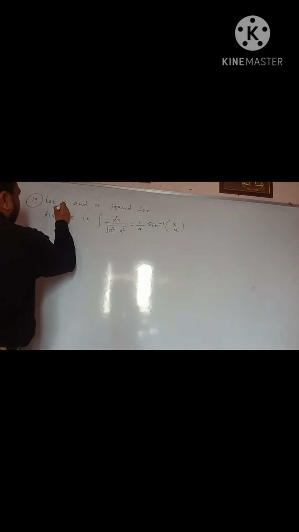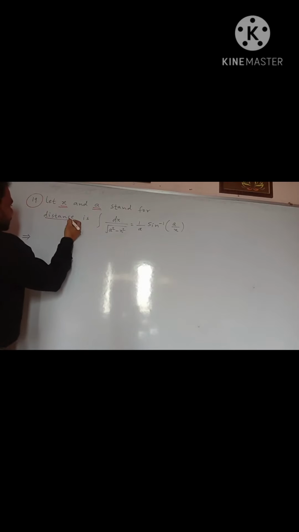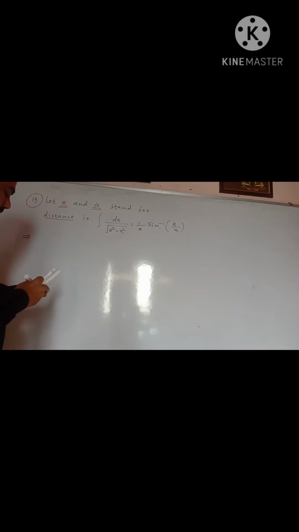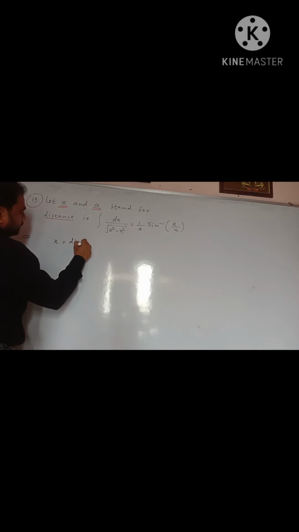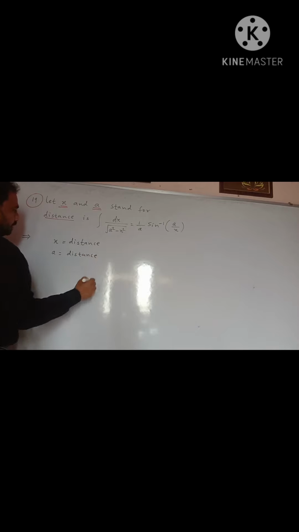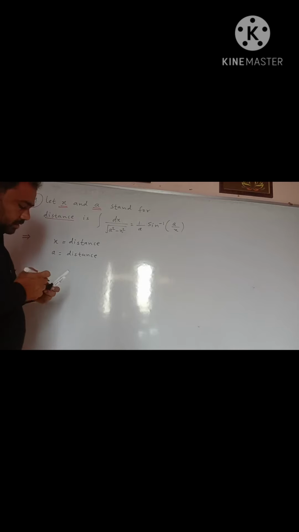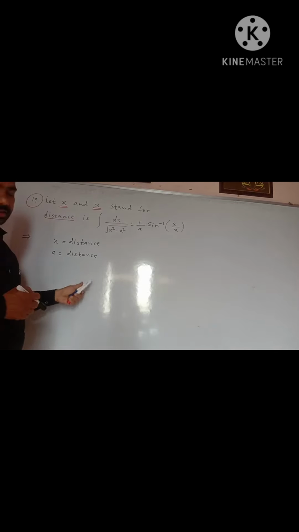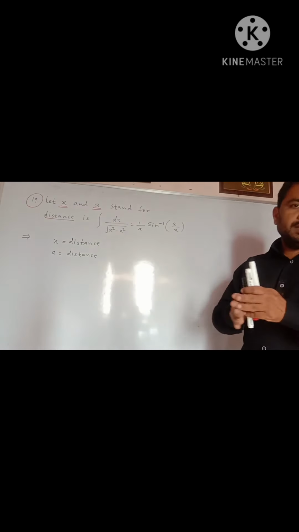Let x and small a stand for distance. So the given things are: x is a distance, and a is also a distance, because x and a stand for distance. And we know distance is just a length.